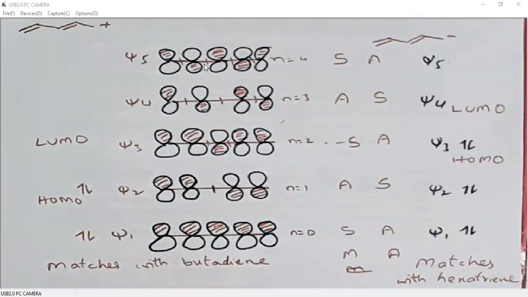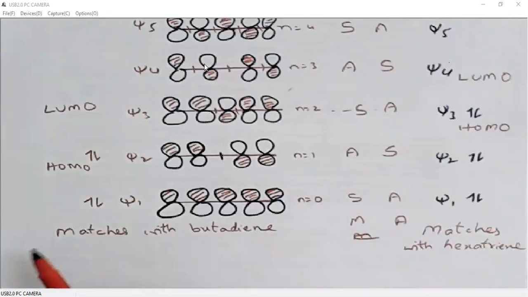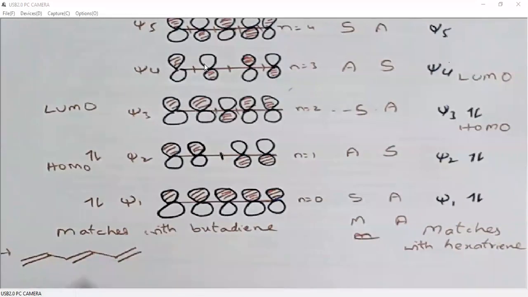Okay, please take the snapshot. I will change this page. Right. We have one more molecule. I don't give this, you try. So we have hexatriene, 1,3,5-hexatriene. You try the molecular orbital diagram for this molecule, and also represent the symmetry properties.